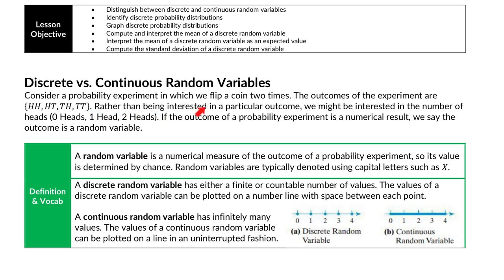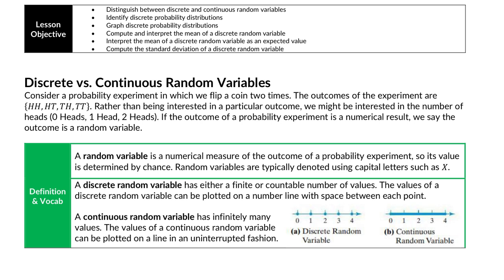Rather than being interested in a particular outcome, like getting heads, heads, we might be interested in the number of heads. Like, I don't want any heads, I want 1 head, I want 2 heads. If the outcome of a probability experiment is a numerical result like this, we say the outcome is called a random variable.